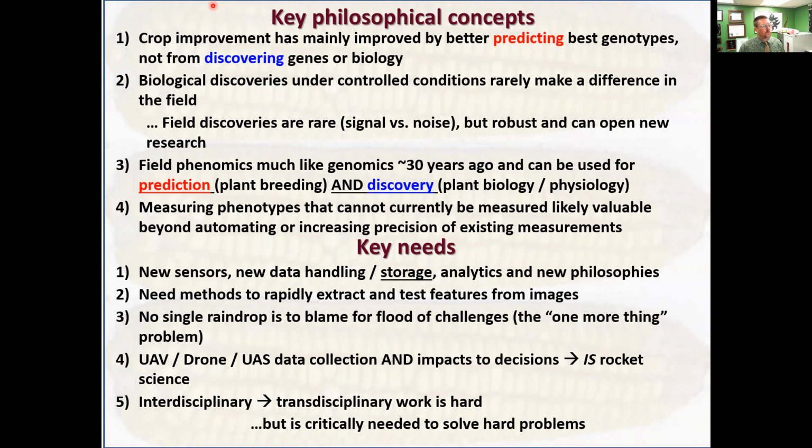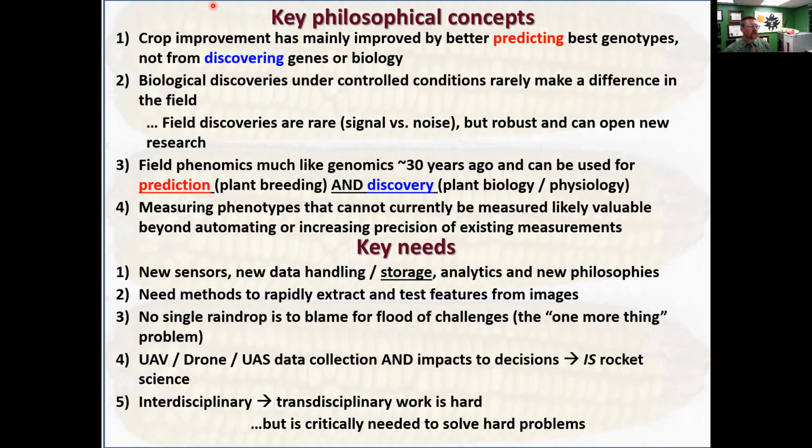So a couple key philosophical concepts. Crop improvement is mainly improved by predicting the best genotype, not from discovering genes or biology. That is, genomic selection has resulted in more real-world gains than QTL mapping or GWAS.